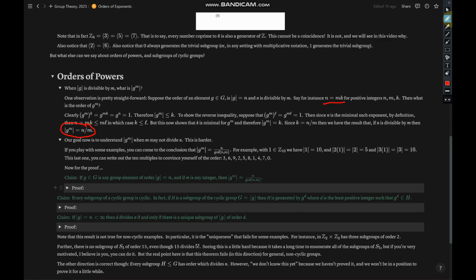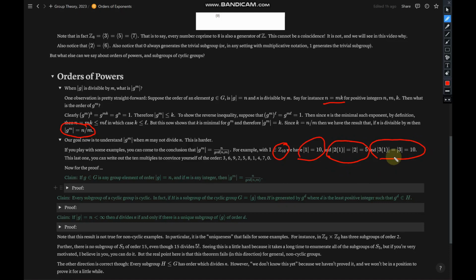And so in that case, what is the order of g to the m? Well, maybe let's look at a few demonstrations. So let's look this time at Z mod 10. Certainly the order of 1 is 10, as always. The order of 2 is 5. That's very much like what we were already seeing with Z mod 8. And the order of 3 is back to 10, again very consistent with some of our earlier observations.